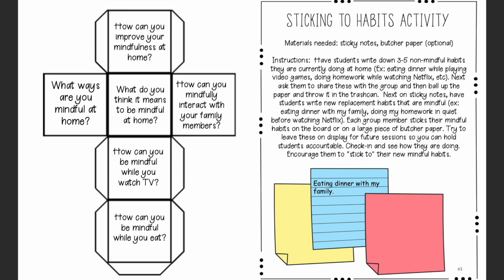And then there is a sticking to habits activity. So this one's fun. You can get like a big piece of butcher paper, or you don't have to have the butcher paper. You could just stick them on the board. But you have sticky notes, and the kids are going to write down 3 to 5 non-mindful habits they're currently doing at home. So an example would be like eating dinner while playing video games, homework while watching Netflix, kind of like any kind of multitasking, not really being in the moment, but rather being distracted kind of thing.